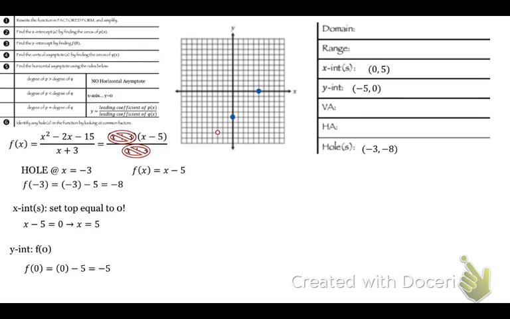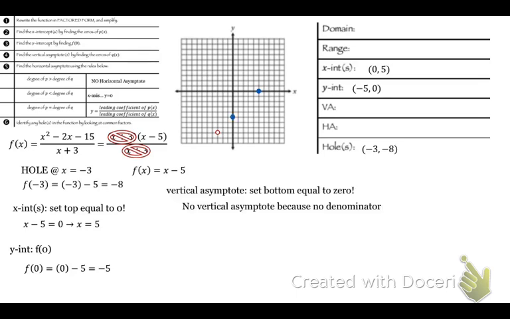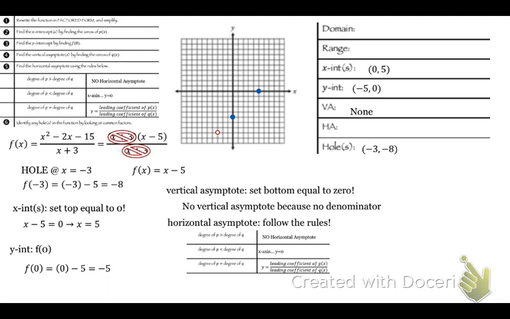Vertical asymptote, set the bottom equal to 0. There is no denominator, or it's 1. 1 can never equal 0, so there is no vertical asymptote. Horizontal asymptote, the degree on top is 1. We don't even have a degree on the bottom, so the degree on top is greater than the degree on bottom. So again, there is no horizontal asymptote.